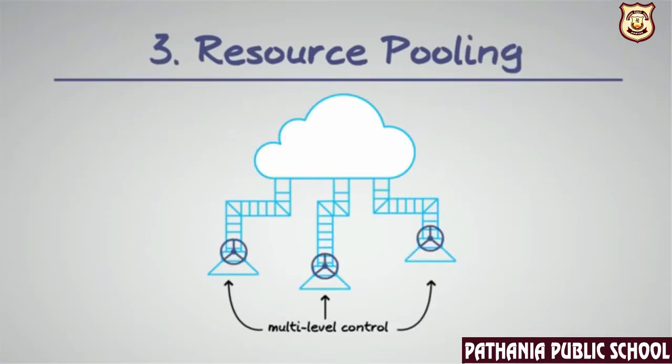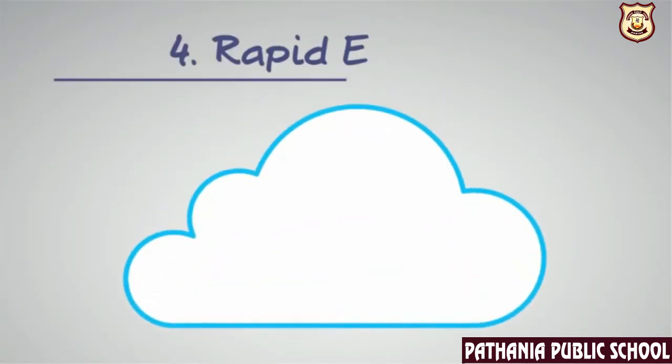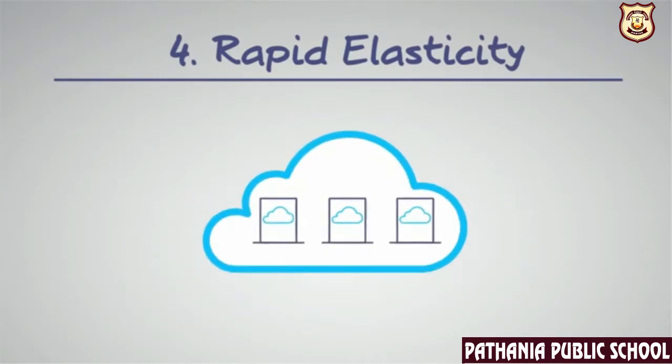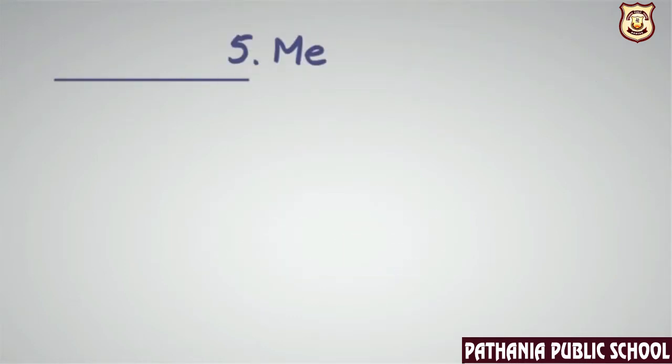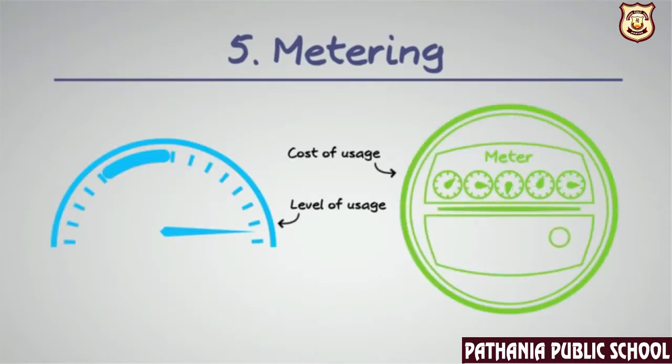Third, resource pooling. Compute, networking, and storage are pooled and shared across multiple customers. Fourth, rapid elasticity. This allows you to quickly scale or shrink the capabilities of your cloud to match the level of user demand. And fifth, metering. This tracks and controls the level of resource usage or the cost of that usage.